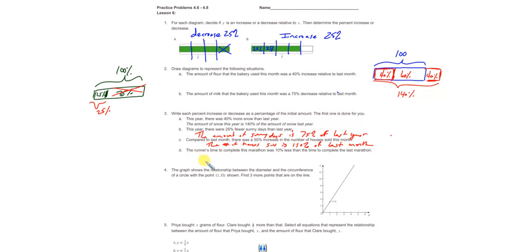And then the last one, the runner has taken his time to complete this marathon, and it's 10% less than his last. So if it's 10% less than his last, and we considered his last at 100%, then we would say the runner's time is 10% less than 100, which is 90% of last marathon. And that completes numbers 1 through 3.